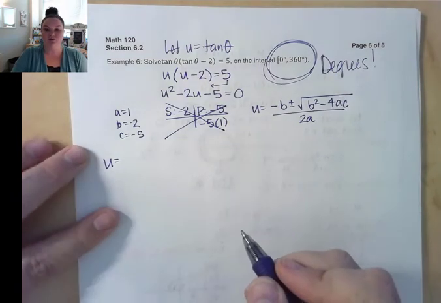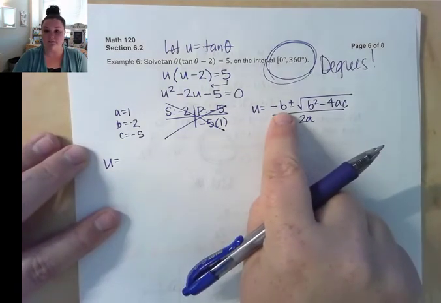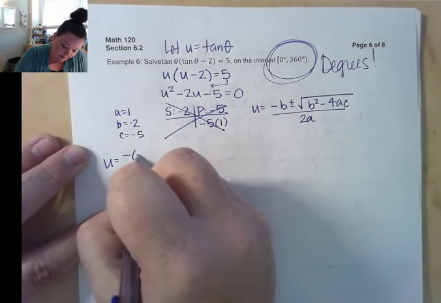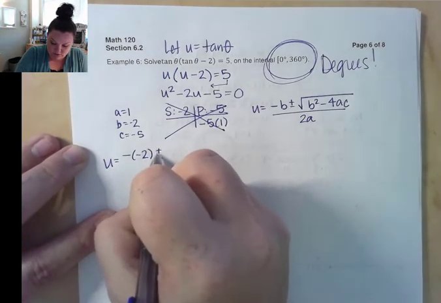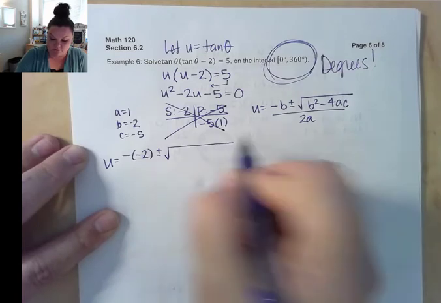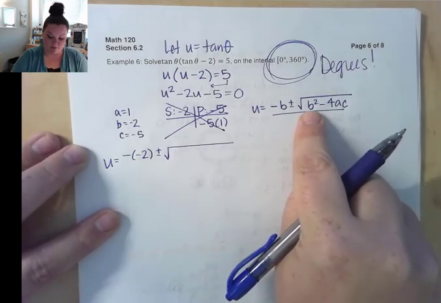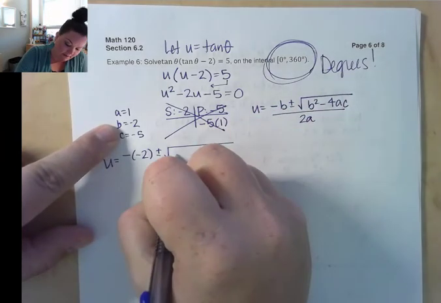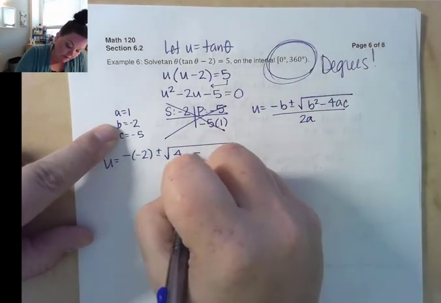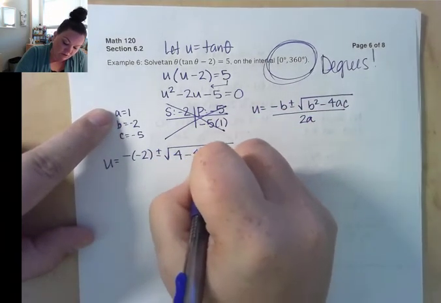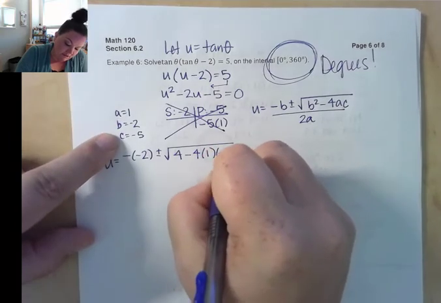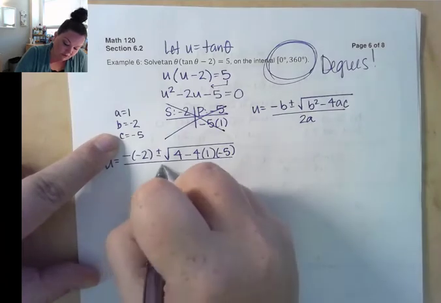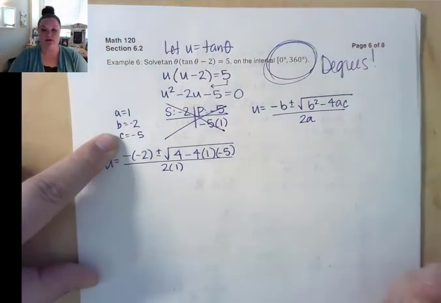So that says u is equal to the opposite of my b. My b is negative 2, so I'm doing the opposite of negative 2, plus or minus the square root of my b squared. My b is negative 2, and if I square negative 2, I get positive 4. Minus 4 times my a, which is 1, times my c, which is negative 5. And this whole thing is over 2 times my a, which is 1.